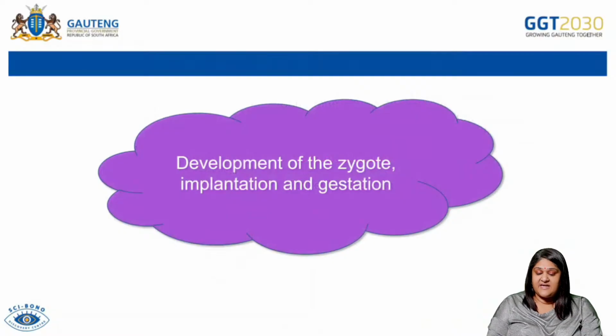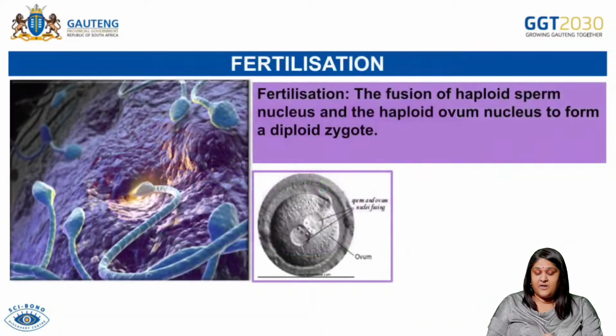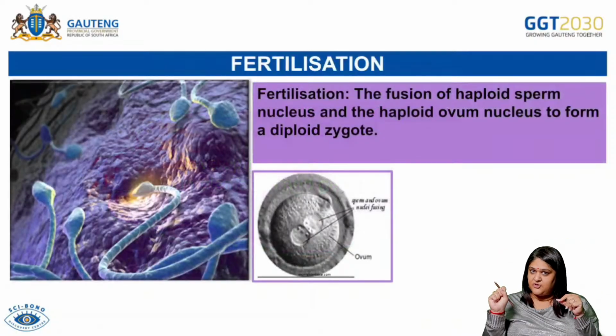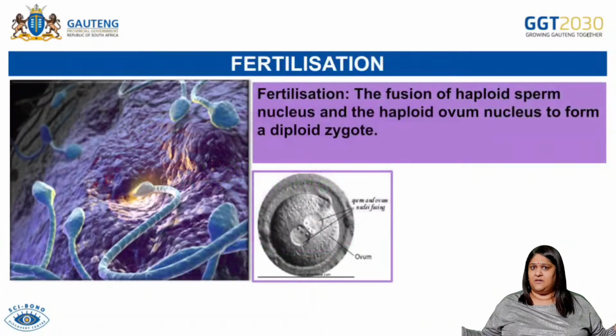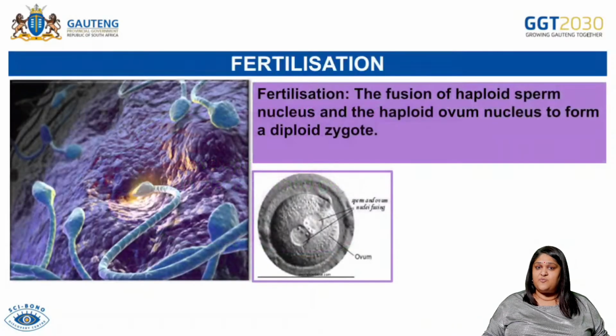Okay, development of the zygote, implantation and gestation. This is a quick part before I hand over to my colleague. Very important, fertilization. Remember we spoke about that ovum that's in the fallopian tube. Now when we get to gestation, grade 12, don't forget where that ovum came from. Remember, we still have a menstrual cycle that's happening. The menstrual cycle's function is to prepare the body for possible pregnancy. Every month it's possible for a female to fall pregnant once they've reached puberty.